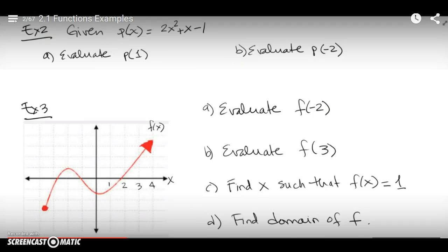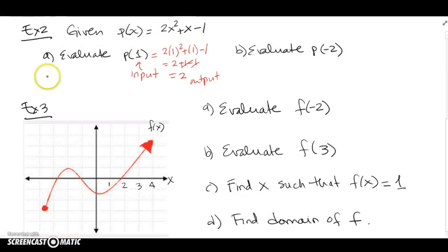Example 2 says, given this function p of x equals 2x squared plus x minus 1, evaluate p of 1. So again, we're given the input, and we're supposed to find the output. So the input is x. We're going to go place it in all the x values upstairs in the function, and that's going to give us 2 plus 1 minus 1, an output value of 2. So if the input is 1 for this function, the output is 2.